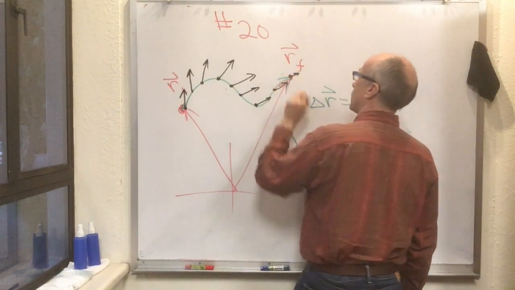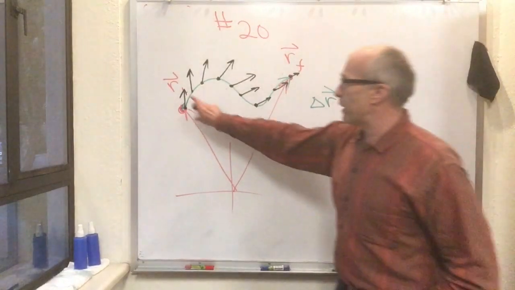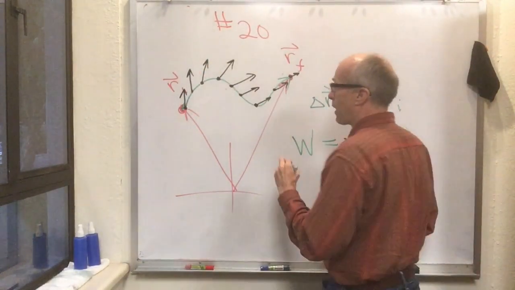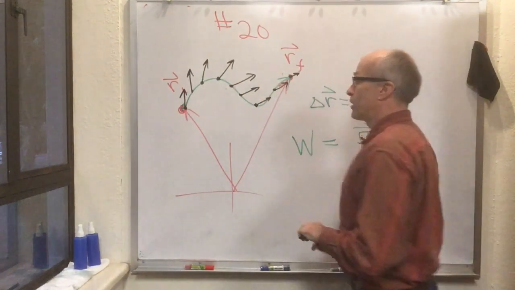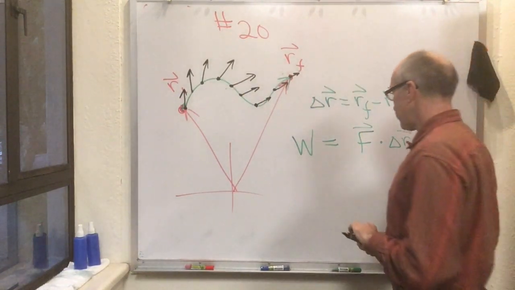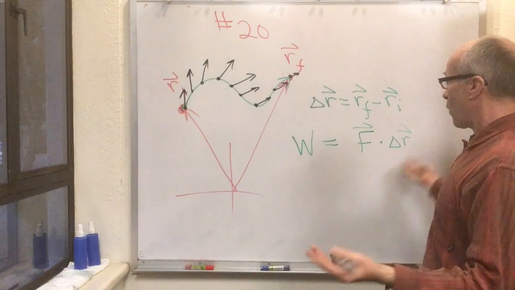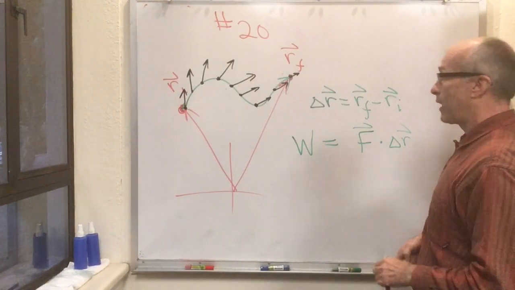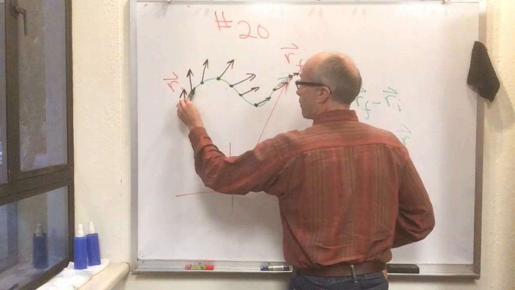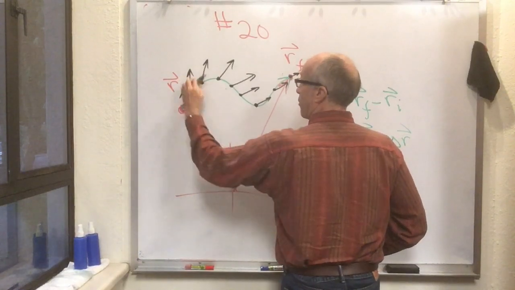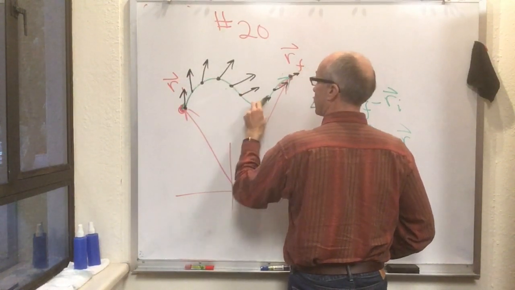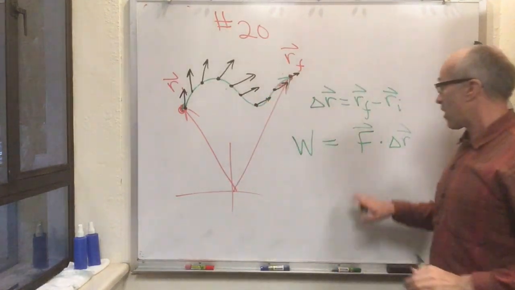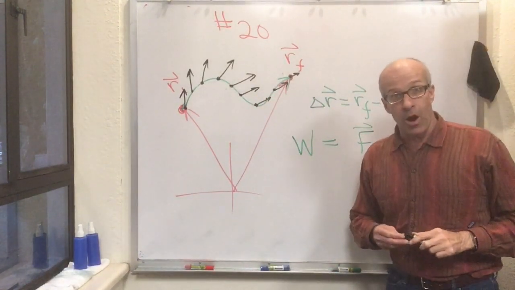Okay, now these are not displacements that I'm drawing here. What I've drawn in black is a force that's varying as the particle goes through this space. And so now the question is, what on earth am I going to put into this formula? The delta R's are all over the map. There's a delta R, there's a delta R, there's a delta R. The delta R's are all over the map, and so are the F's.